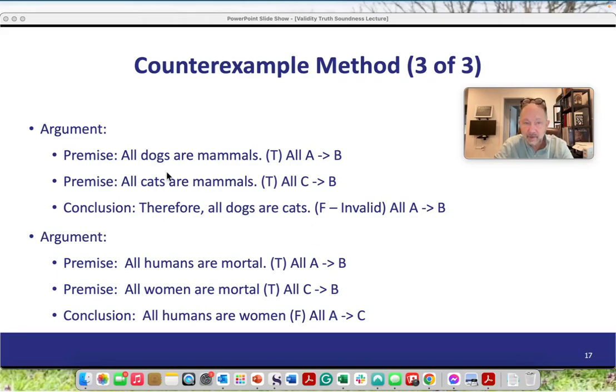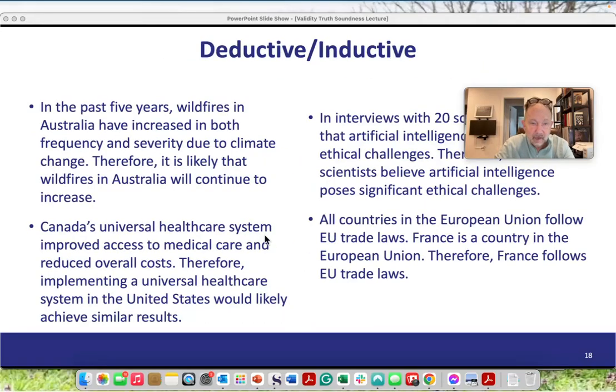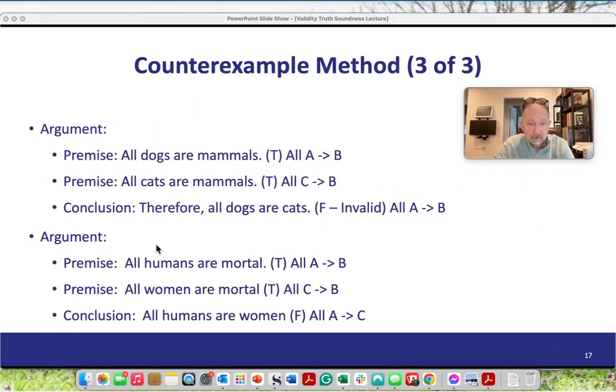So this is an argument that they're both mammals that tries to then make the argument that dogs and cats are the same. All A are B, all C are B, therefore all A are C. That's not right, right? Well, so here's another one.